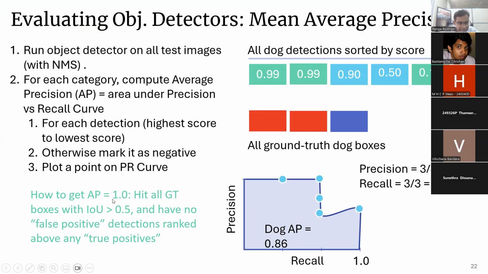How to get average precision equals 1? Hit all ground truth boxes with IOU greater than 0.5 and have no false positive detections ranked above any true positives. So this is how to get AP equals 1. But this is only dog AP. When we have other objects also, and we have their average precisions also, we add them and get the mean, we will have the mean average precision, or MAP.